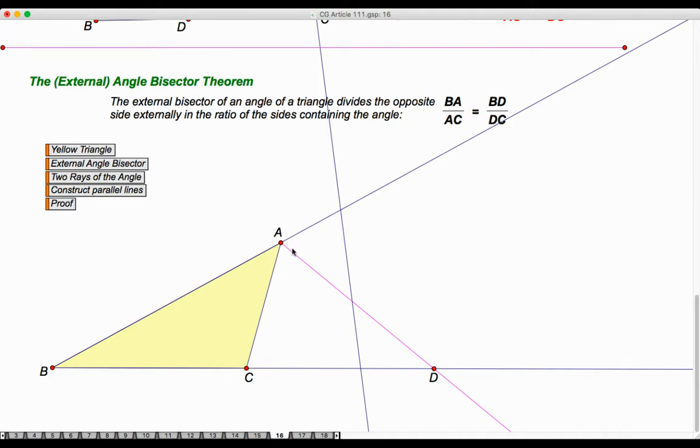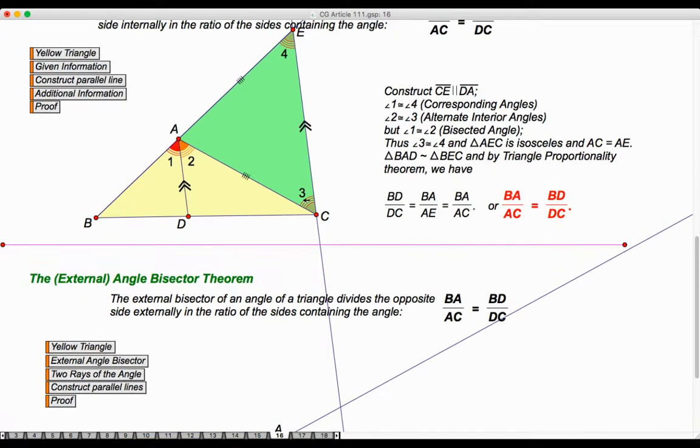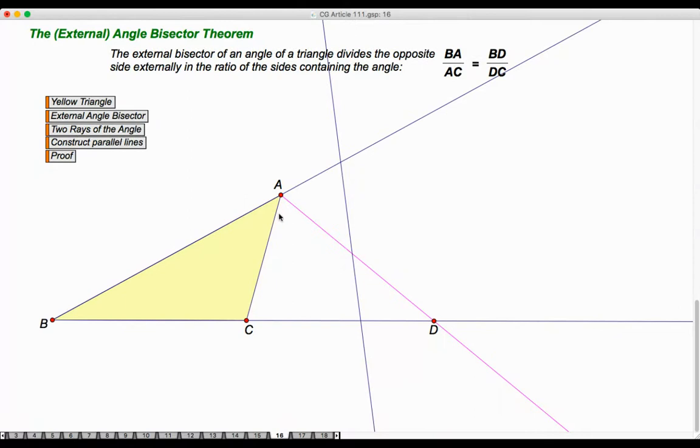So just like what we did here, we construct CE parallel to DA. Let's do that too. So this is my yellow triangle. I would like to construct a line parallel to this pink one. So I constructed a line parallel to AD passing through point C.